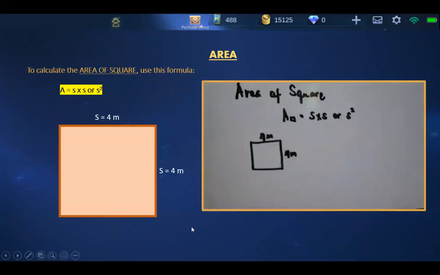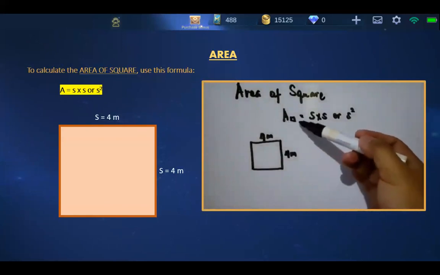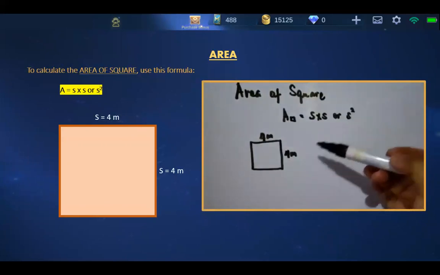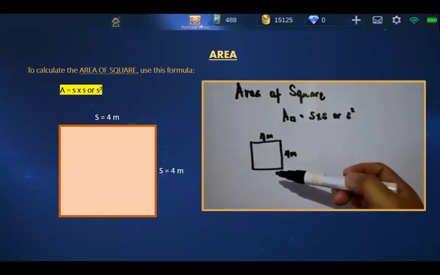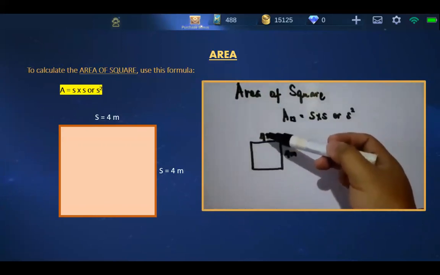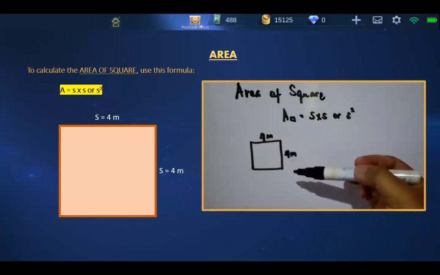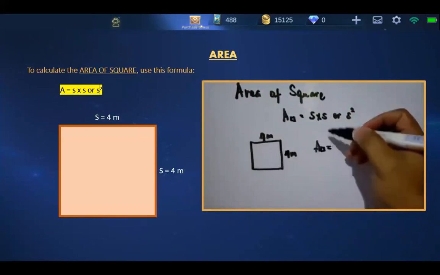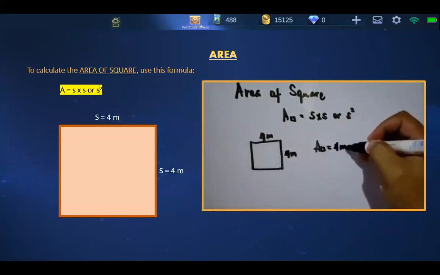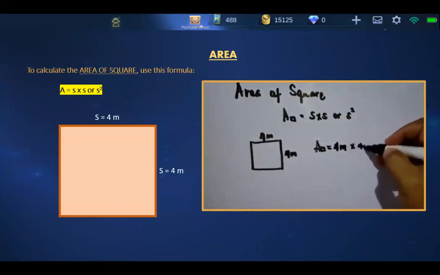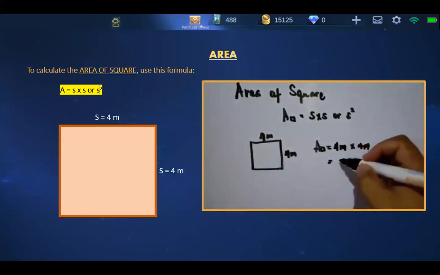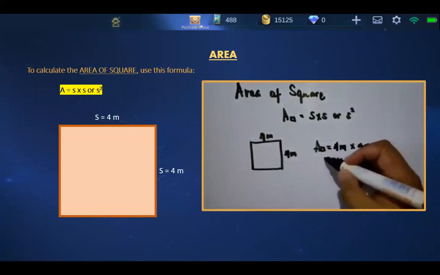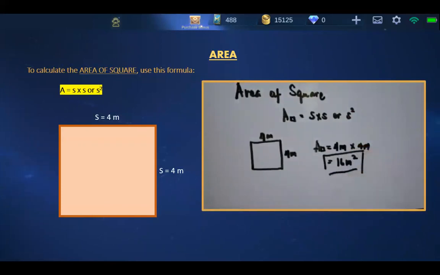For the area of a square, we follow the formula. Area of a square is equal to S times S, or S squared. So we have here the measurement of the square. Each side is 4 meters by 4 meters. So we follow the formula: area of a square is equal to our side, 4 meters, times 4 meters. So 4 times 4, our area of the square is 16 meter square. So this is our answer.